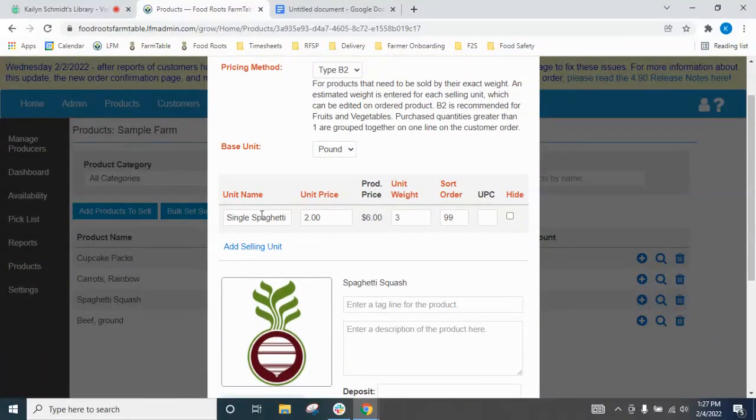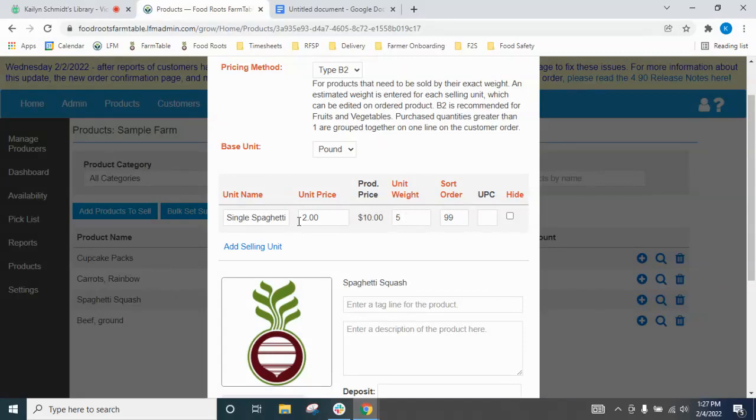We're going to set it up very similar. So I have my single spaghetti squash, which goes for $2 if it's 3 pounds total. However, if my range is 2 to 5 pounds for a single spaghetti squash, I want to set this at 5 pounds so they know that they're going to pay $10 for the biggest one. Again, we're setting our unit weight to the high end of the weight spectrum so that customers aren't surprised by a higher priced item than they thought that they were getting.